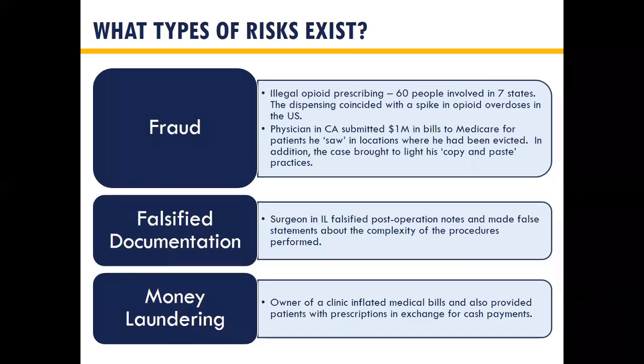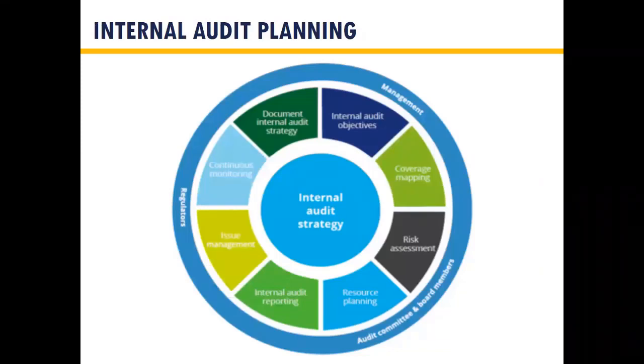So this diagram just illustrates how the internal audit strategy branches out into so many different functions within the organization, such as monitoring. We want to make sure that we are continually monitoring. A formalized audit is one thing, but ongoing monitoring is another piece to that. So are we doing that consistently in our organization?